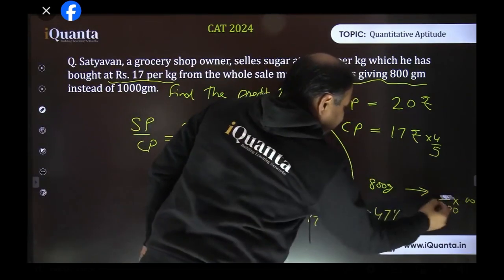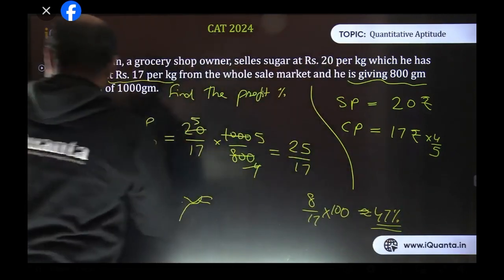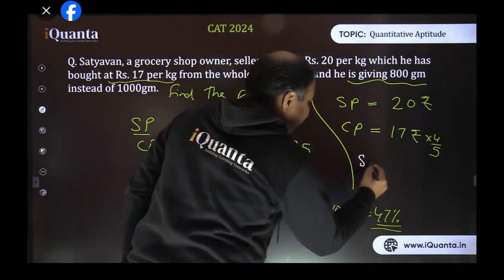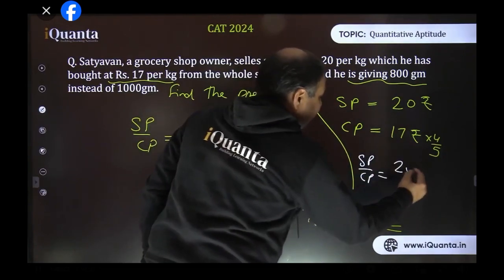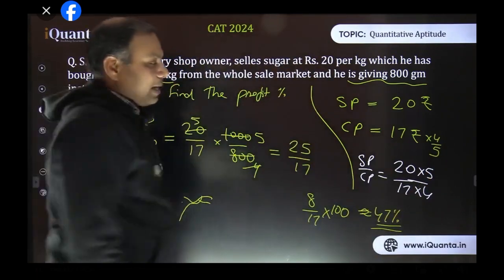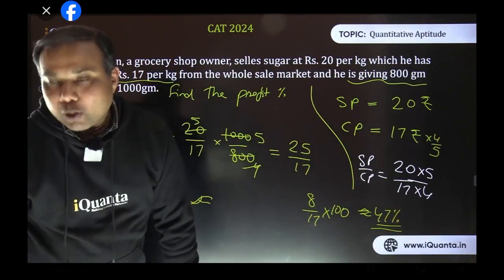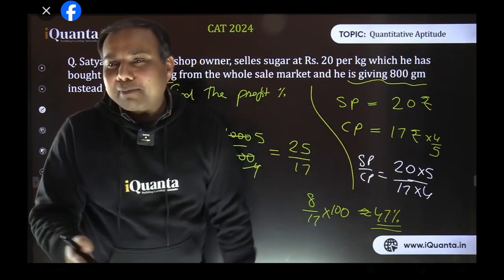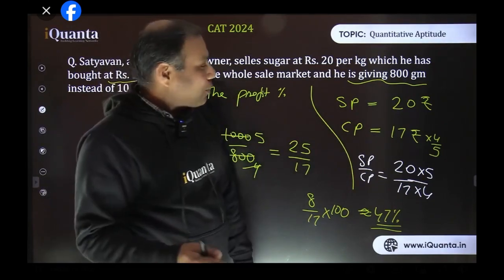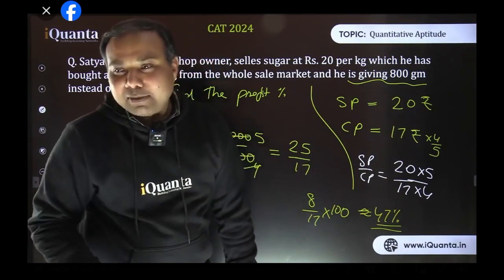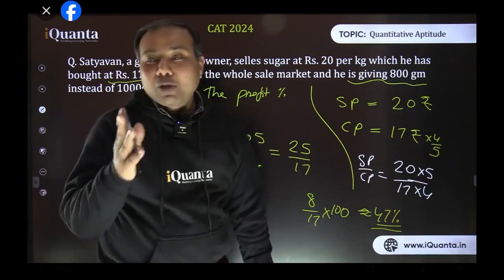I'm writing it here. If I take the ratio of SP and CP here, this SP by CP becomes 20 by 17. This 4 is in the denominator and this 5 will come in the numerator. Fine. You can do it normally, but why subtract? Why do you want to get stuck in the calculations? Don't do that. That's what I'm saying. It is too calculative. You can do that, but don't. That's what I'm suggesting.